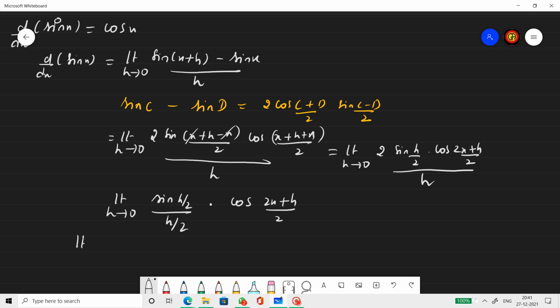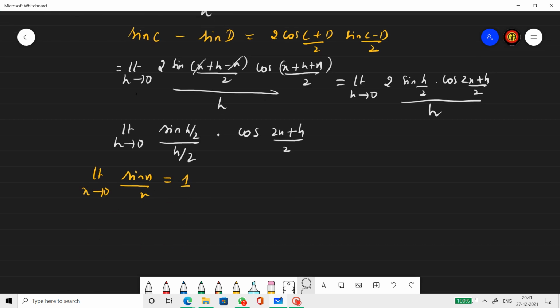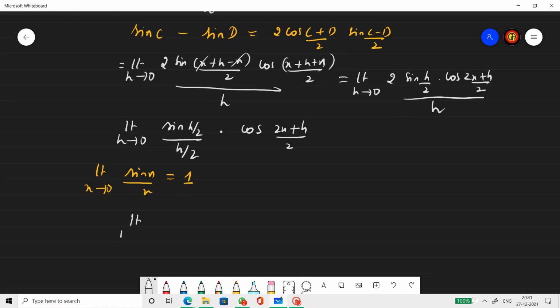Now we know, by standard limit, that limit x tending to 0 sin x by x is 1. Whereas here we have sin h by 2 by h by 2. So when h is tending to 0, h by 2 will also tend to 0. So limit h by 2 tending to 0 sin h by 2 by h by 2 into limit h tending to 0 cos 2x plus h by 2.